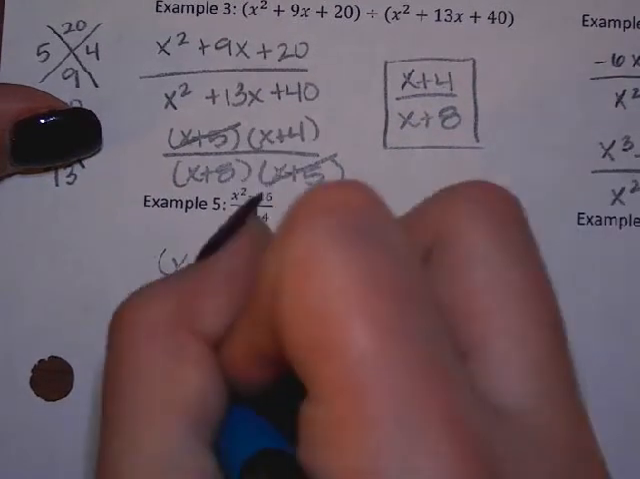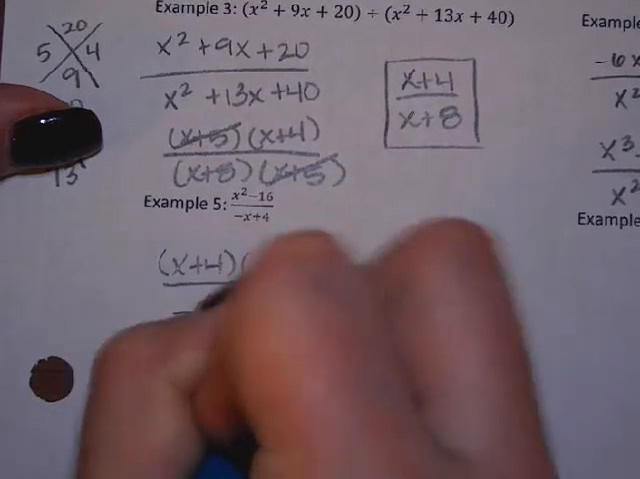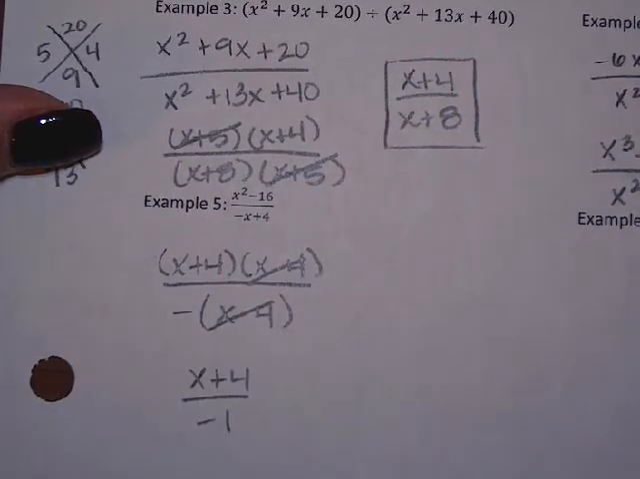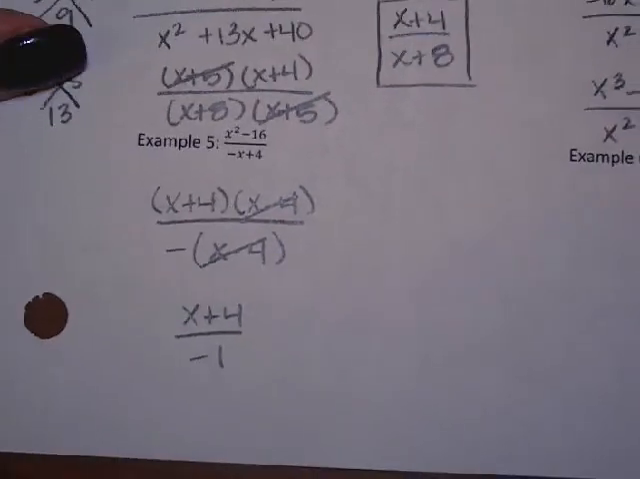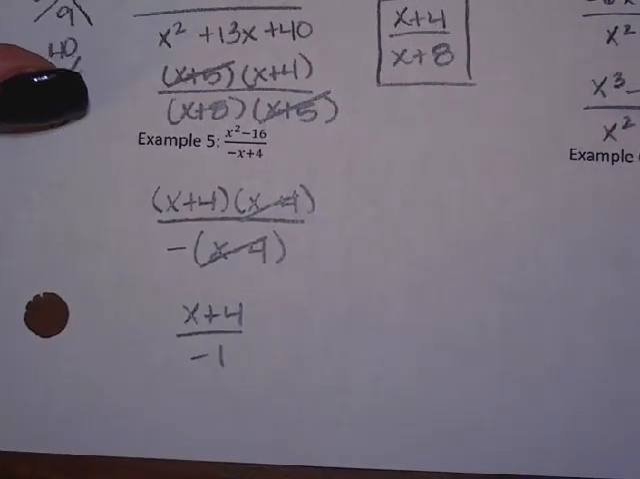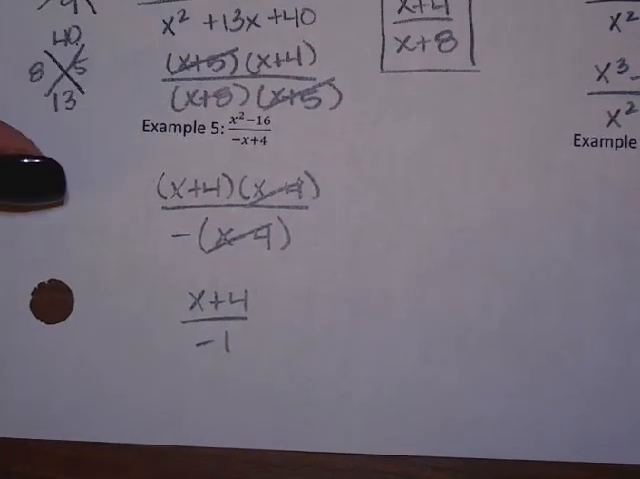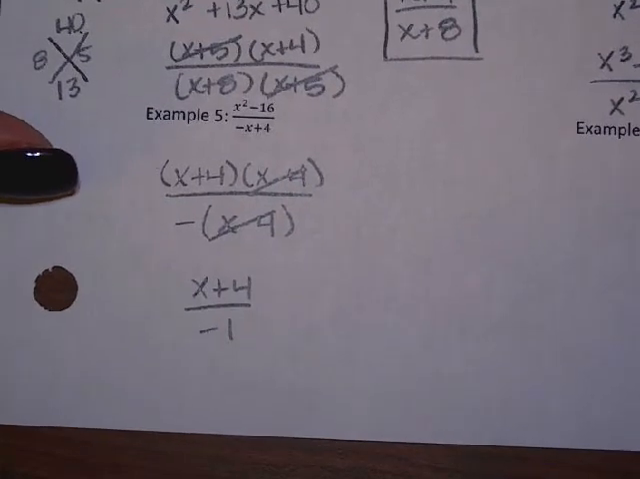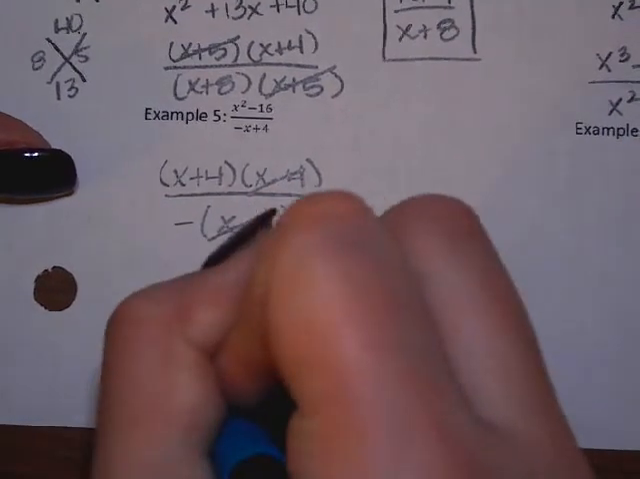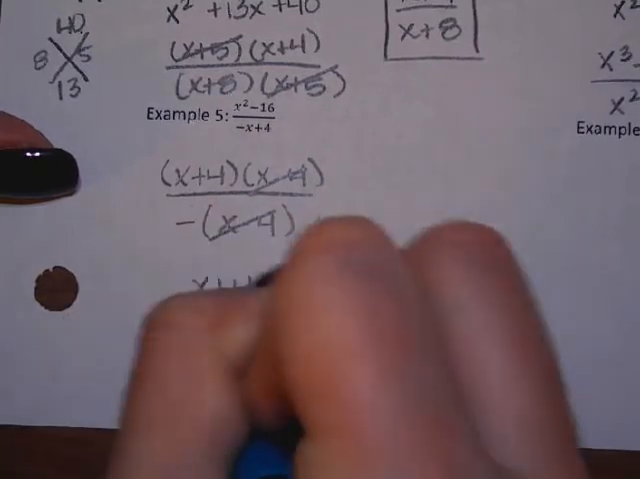So I am left with x plus 4 divided by negative 1. I could leave the problem like that, but it's a little weird because I know how to divide by a negative 1, right? So what should my final answer be? Negative x minus 4 is the answer that makes the most sense.